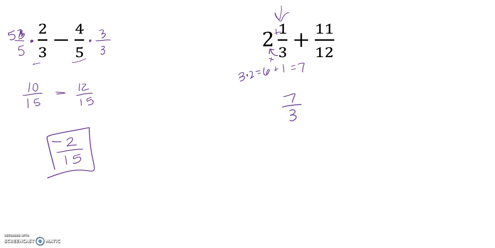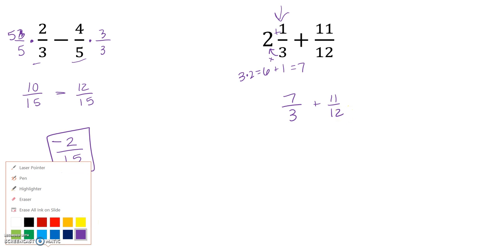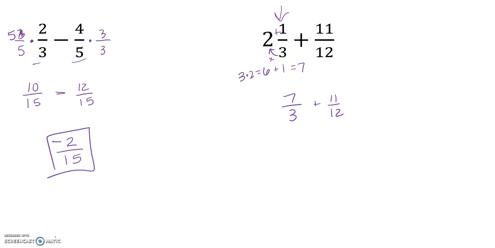Basically, you had 2 wholes and 1 left over. And now we're adding 11 over 12. Now I can focus on my common denominator. And so I want to think, what number can both 12 and 3 divide evenly into? And the number is 12. So I don't have to change the second fraction. I really just have to change the first.